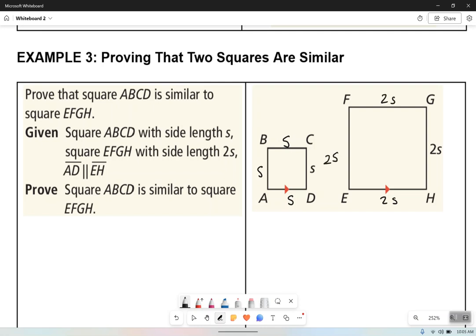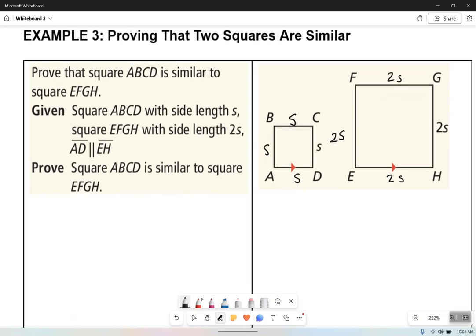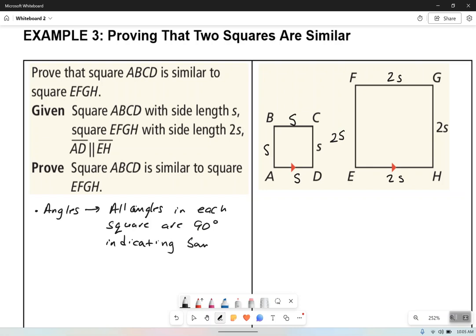Okay. So guys, to prove that these are similar squares, we've got to show that the ratio of all sides are the same. First thing I'm going to talk about here is angles. Guys, if they're squares, what's going to be true about all angles? They're all 90 degrees. So all angles in each square are 90 degrees, indicating same shape, right?